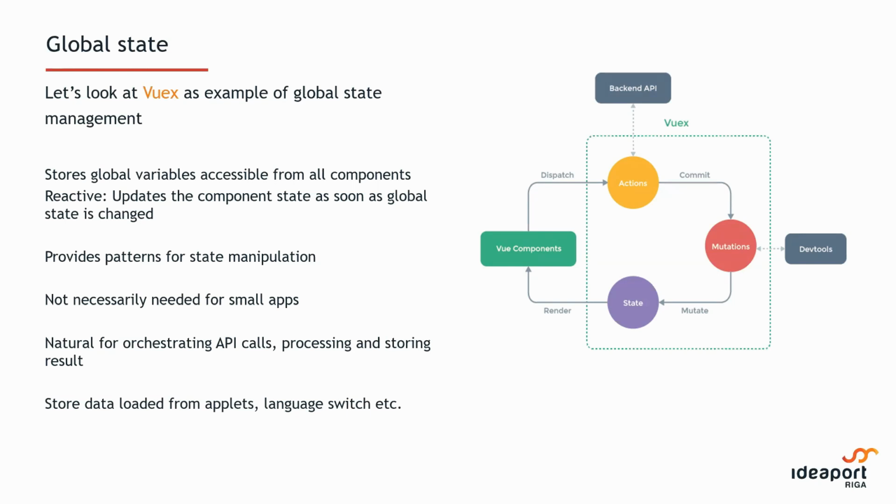We'll look at that on the next slide. Then you can define the patterns for state manipulations. It also serializes the changes to the global state. You won't have two changes happening at the same time. It's quite natural also not only for the variables but also for doing the API calls, as I told before.